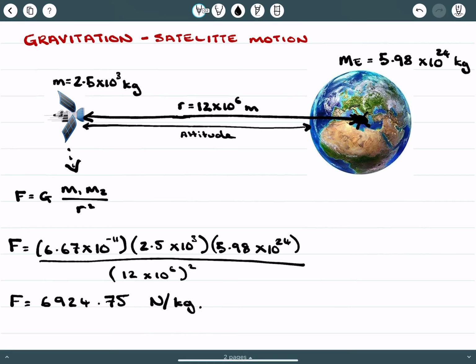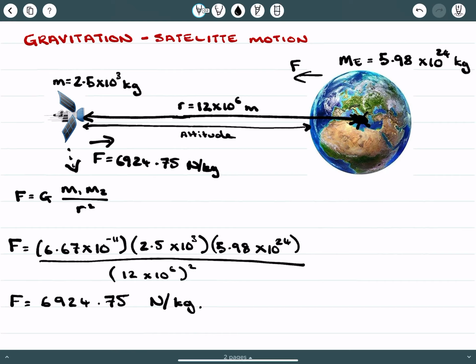So that's the attractive force that the satellite is being drawn towards the Earth. So the force here would be 6924.75 newtons, and the Earth would be experiencing the same force moving towards the satellite.